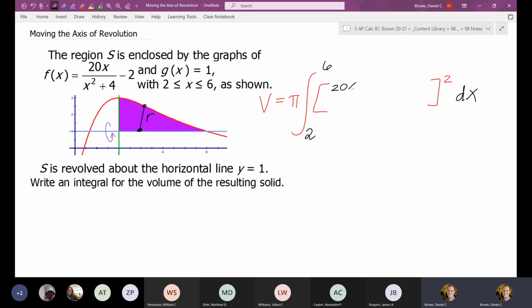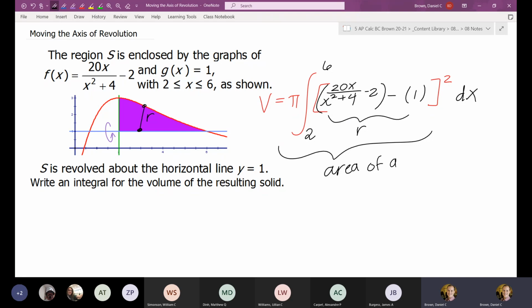So I have the top function minus the bottom function, which is 1, making sure I have all of that squared. So again, top minus the bottom squared, that is representing the r. This is representing the area of a slice, which we know is a circle, and of course the integral sign with the dx is what's making that a volume. Thankfully, that one we don't have to evaluate by hand. Questions on that one?